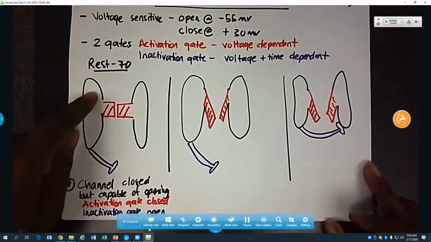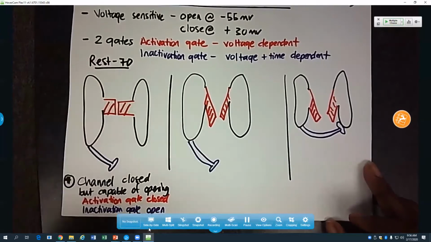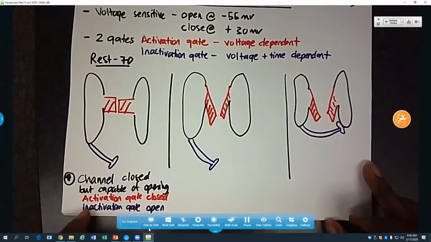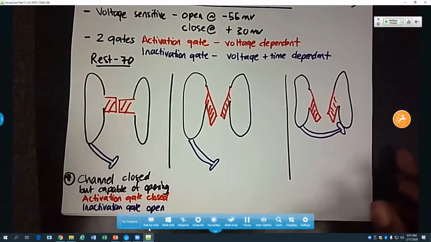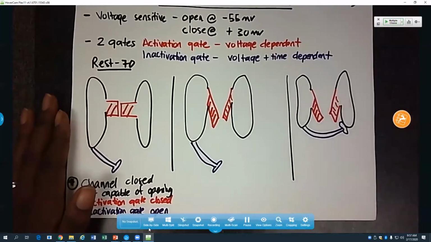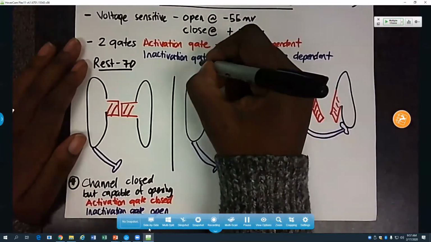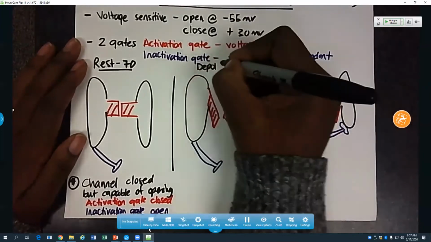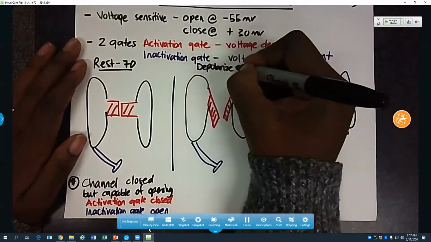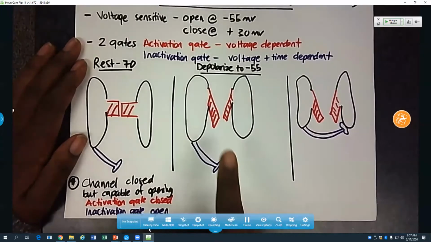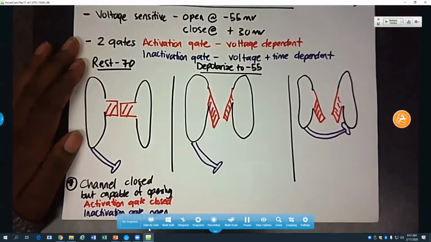So all we need to do is get to negative 55, we'll open up the activation gates, and because the inactivation gate is already open, we then can open up this channel, right? So we then depolarize this cell. Let's say we fire a few graded potentials, and we depolarize to threshold, which is our negative 55 value. Then that triggers the opening up of the activation gate.